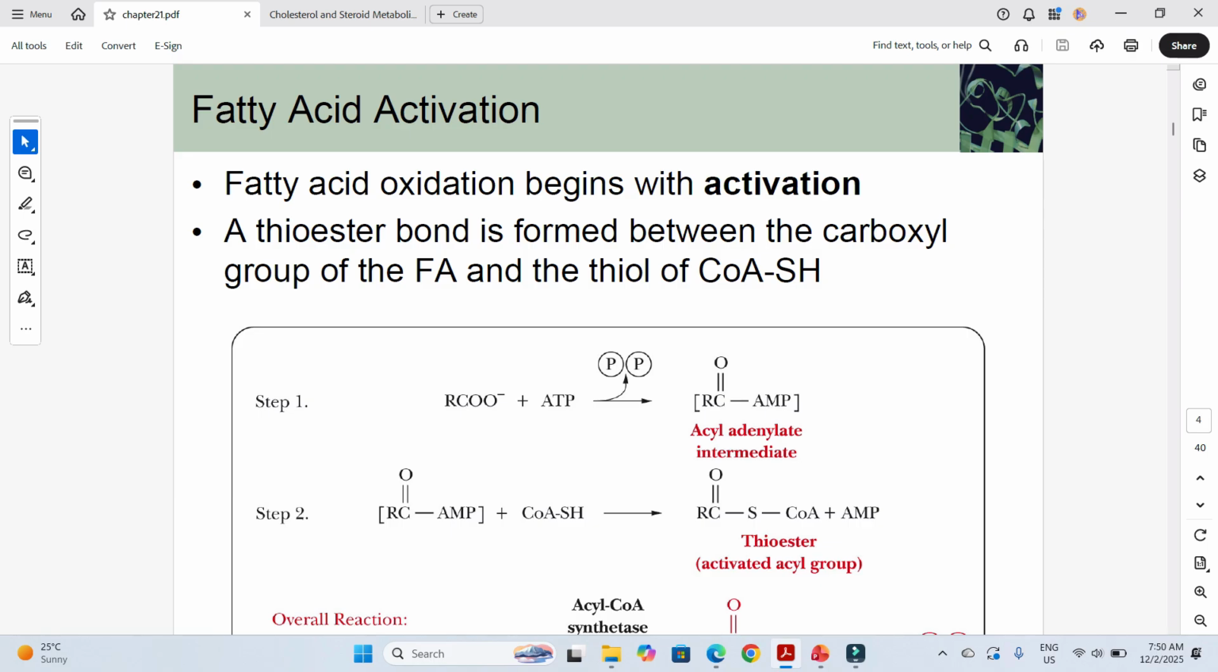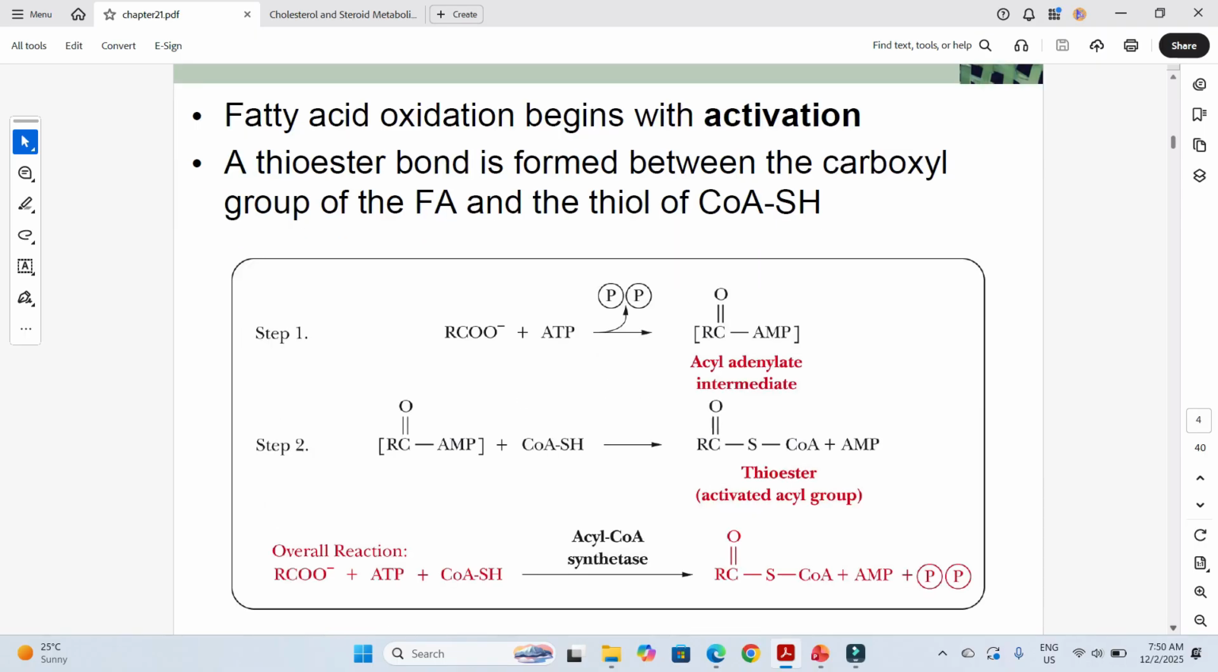So let's look at that. Fatty acid oxidation begins with the activation, right? We are transforming it from a relatively inert metabolite into a more reactive one. So in this process, a thioester bond is formed between the carboxyl group of the fatty acid and the thiol of coenzyme A. So you see here, in step 1, this is catalyzed by a fatty acyl-CoA synthetase. In step 1, a molecule of ATP reacts with the carboxylate, releasing pyrophosphate.